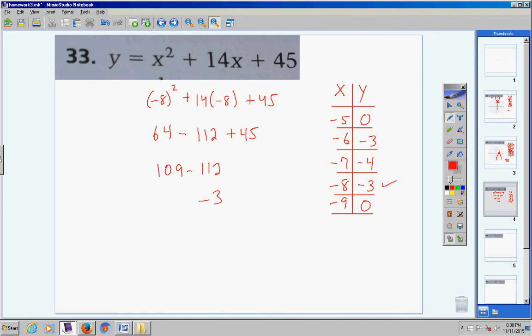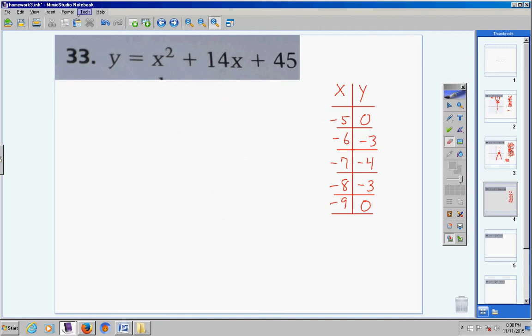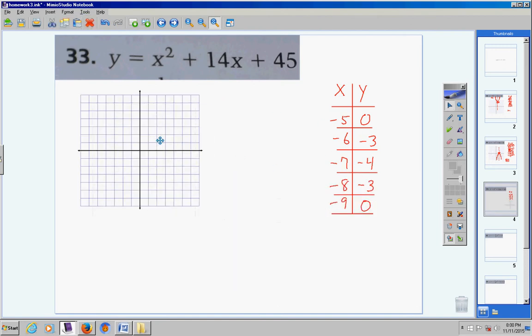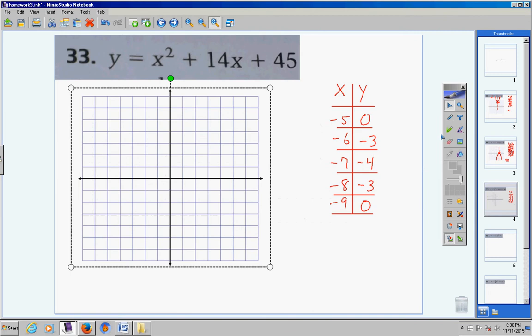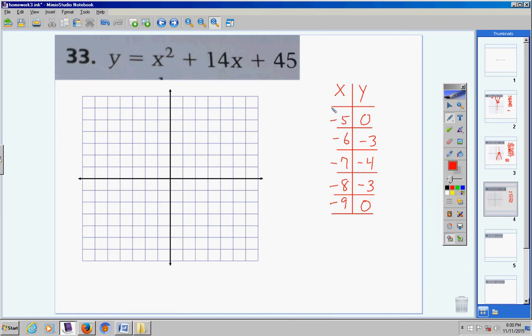That checks, okay? So guys, we're doing really well here. So I'm ready to graph this parabola. And so here we go. My first ordered pair is negative 5, 0. So negative 5, and I don't go up or down. My up and down number is 0.